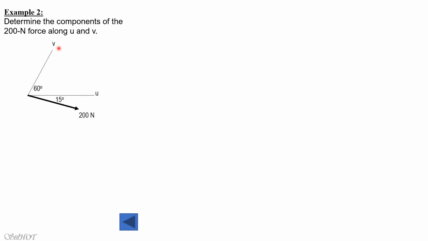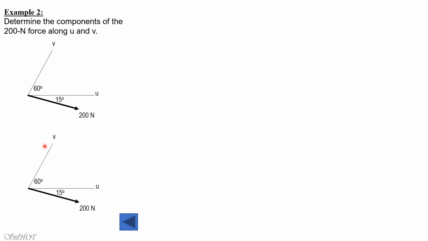So let's have examples 2 and 3. Determine the components of the 200 Newton force along U and V. So we have here the 200 Newton force, and we have V there because the force is not in between U and V, but it is in between U and negative V axis. So we expect that the component of the force along the V axis is negative.